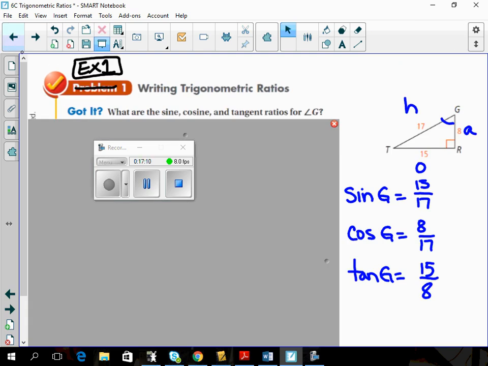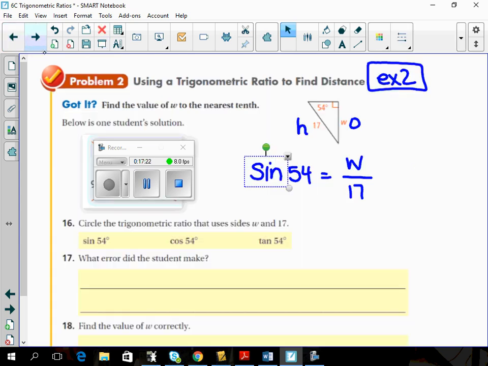We just happen to know what the angle measure is. So rather than write the letter G, we put in the degree measure. It's always the sine, cosine, or tangent of the angle is equal to. So here we just happen to have what the angle is, so we put it in. You guys told me it's 0.809, thank you. So we have 0.809 is equal to W over 17.